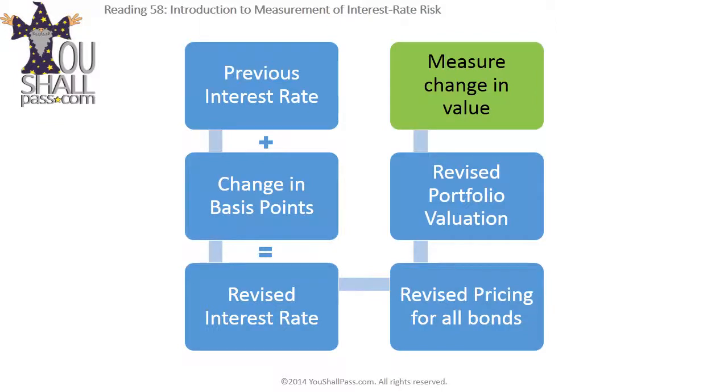We take the existing interest rate, we tag on the number of basis points we want the rate to move up or down, and then use the revised rate to calculate revised prices for all the bonds in our portfolio. The difference then in current and previous portfolio values can be expressed as desired.